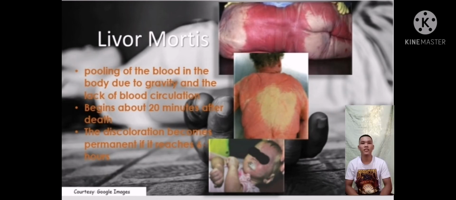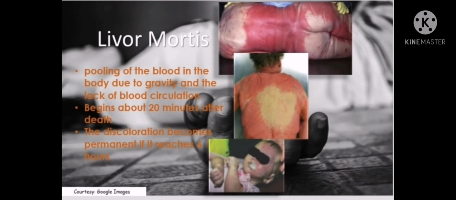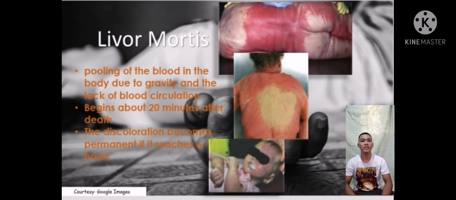The last stage of death is livor mortis, or the post-mortem hypostasis, that indicates the pooling of blood into the blood vessels according to the force of gravity. This results in darker skin in the lowest position tissues, usually at the back of the head, shoulders, rump, and limbs when the death occurs in the supine position. It begins about 20 minutes after death. The discoloration becomes permanent if it reaches 6 to 12 hours.